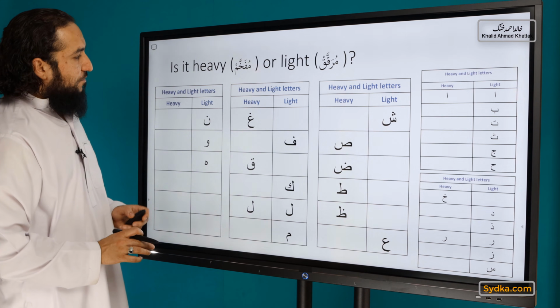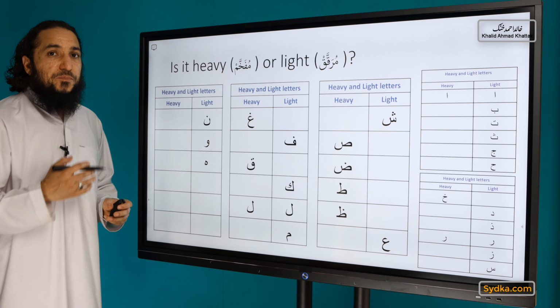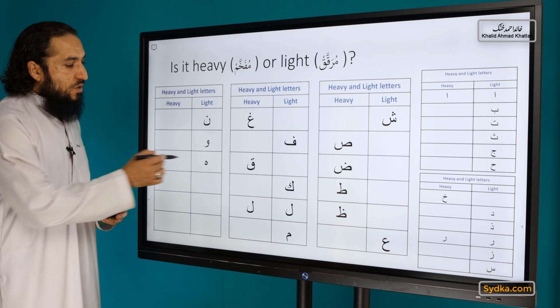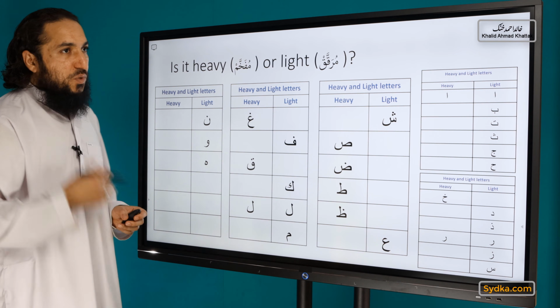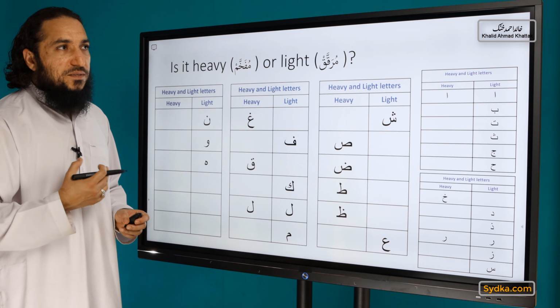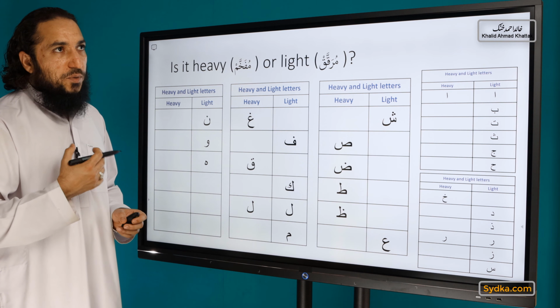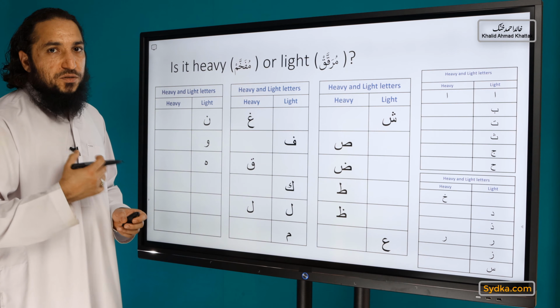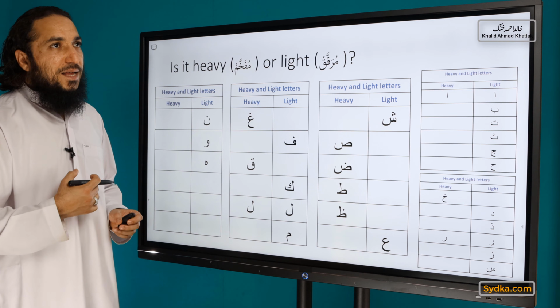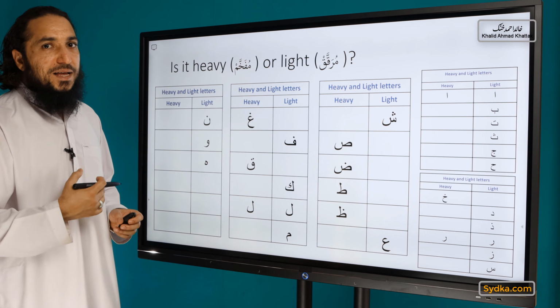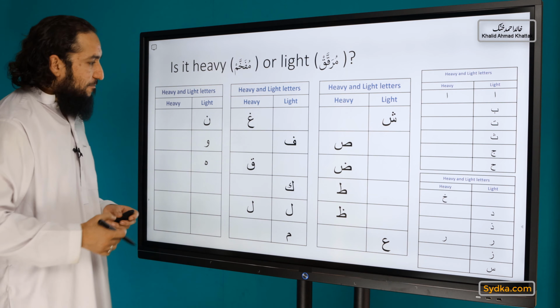Next, is it a heavy or light letter? It is one of the light letters, because when we are pronouncing it, our mouth goes into the state as if we are going to start smiling. Ha, Ha, okay?